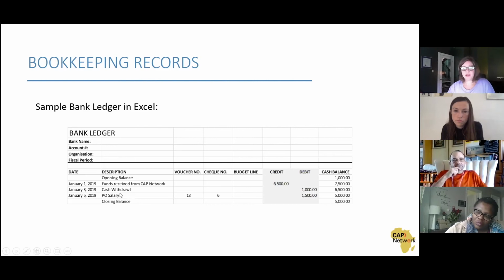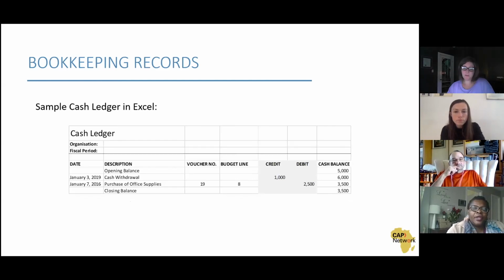Of course, this line here, the project officer salary, voucher number 18, would have a payment voucher. It would have a journal voucher or an expense voucher listed as well that itemizes all of that. It was payment of salary, and it would be signed off by that individual, the project officer, to say that they received that payment.